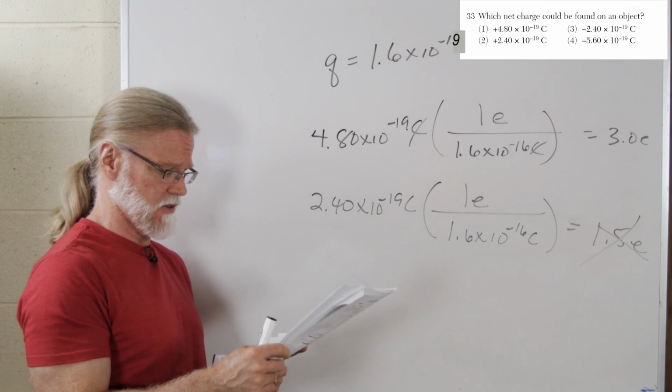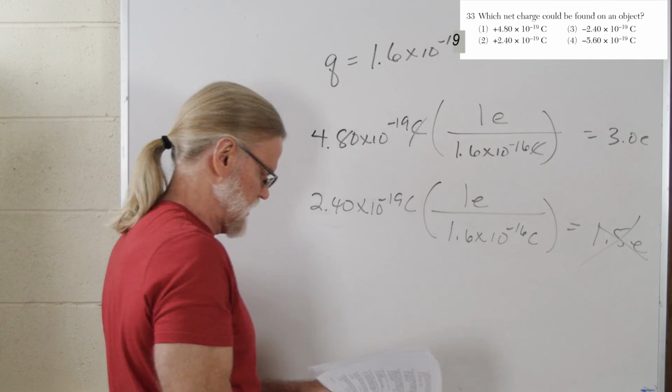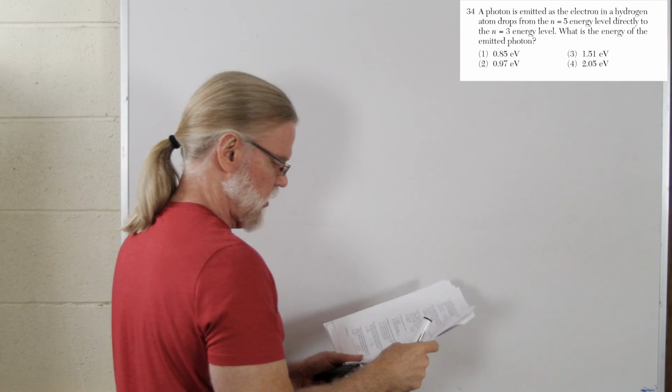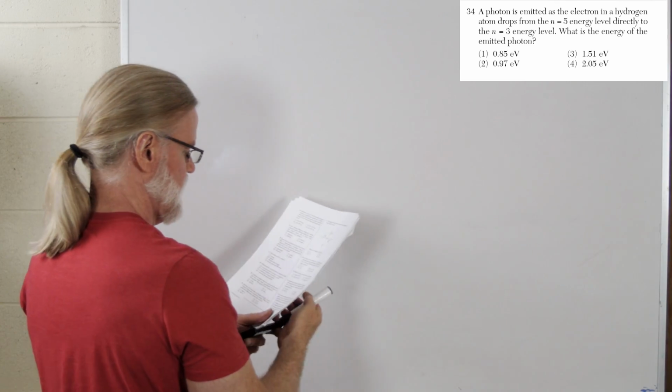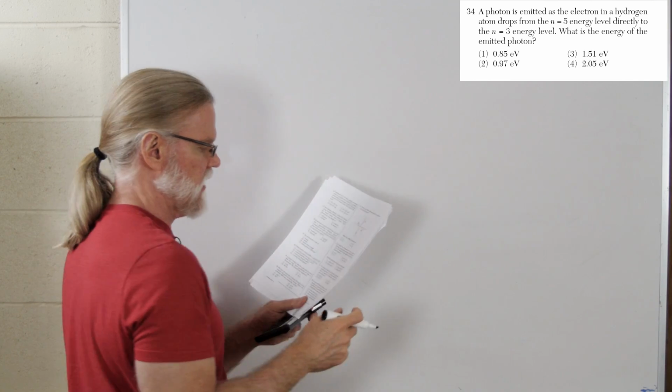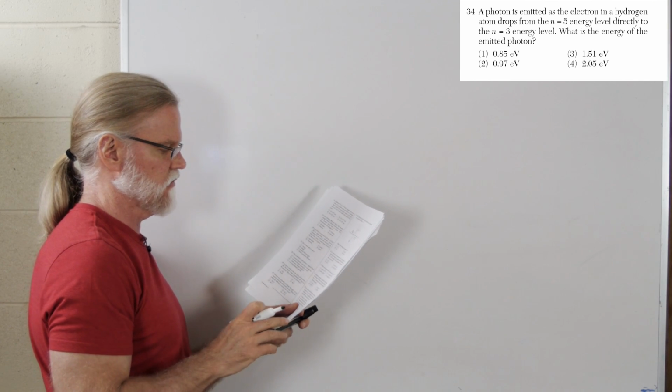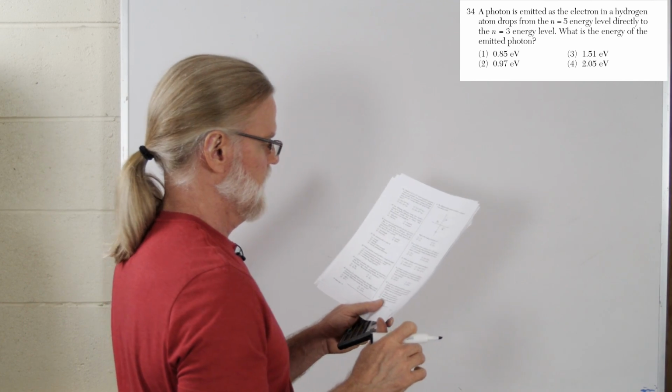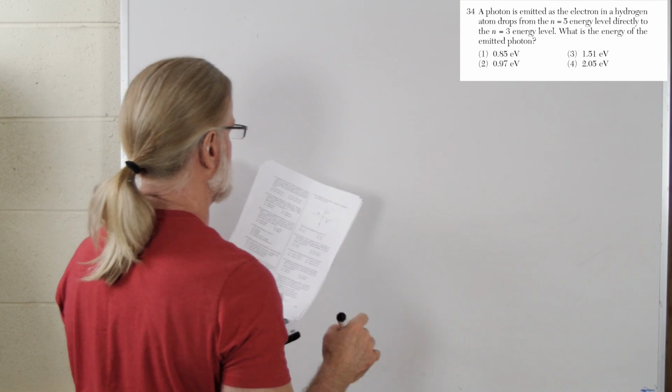We're almost done with the multiple choice. We always want to do real well on multiple choice. A photon is emitted when the electron in a hydrogen atom goes from n equals 5 directly to n equals 3. What is the energy of the emitted photon?